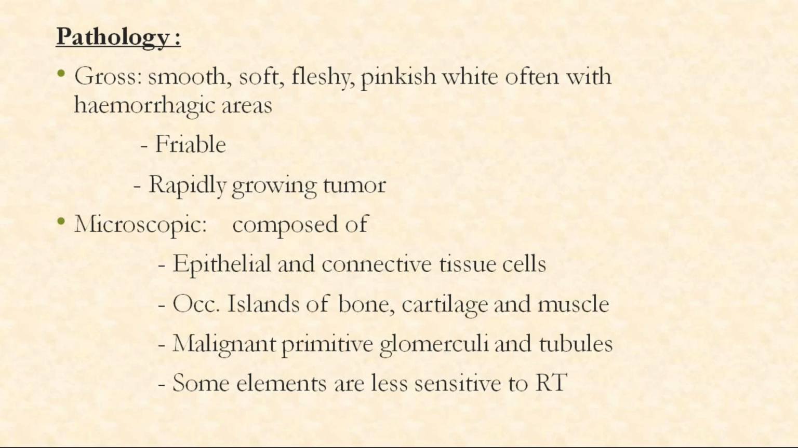In addition to that, islands of bone, cartilage, and muscle can be seen microscopically. These commonly involve the glomeruli and the tubules of the kidney. Some elements are less sensitive to radiotherapy, so they may not respond to radiotherapy when Wilms tumor develops in children. That is the macroscopic and microscopic features of Wilms tumor.